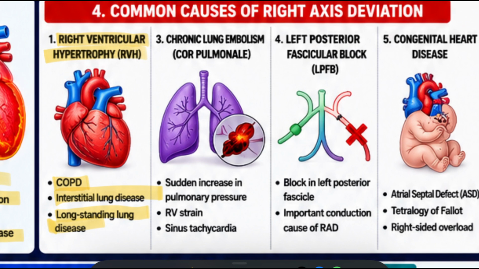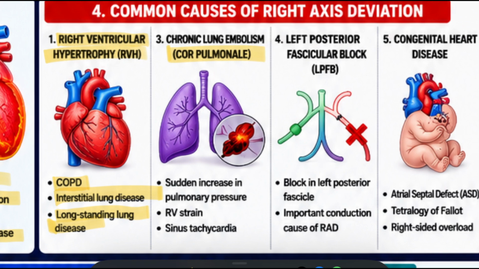Next, chronic lung disease, that is cor pulmonale. In cor pulmonale, long-standing lung disease increases pulmonary artery pressure, and the right ventricle must pump against higher resistance. This leads to right ventricular hypertrophy and right axis deviation, with examples like COPD and interstitial lung diseases.